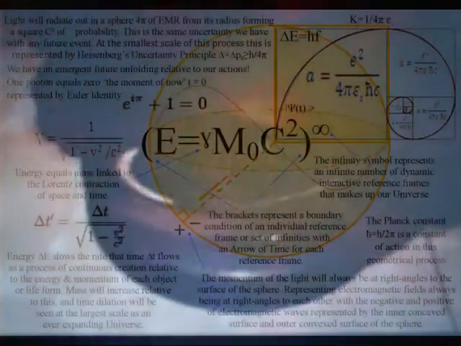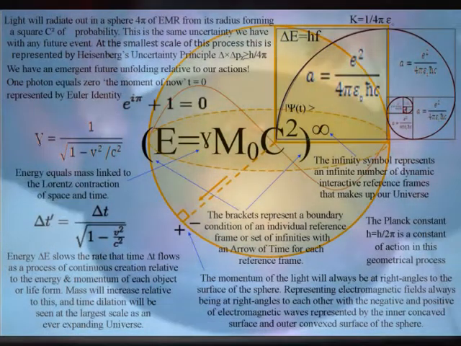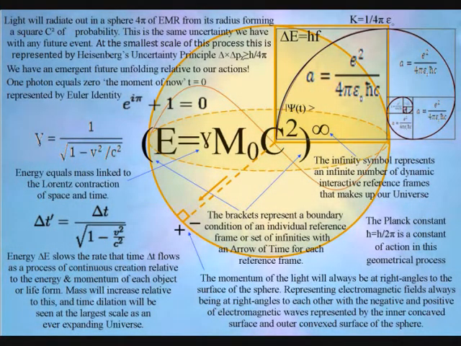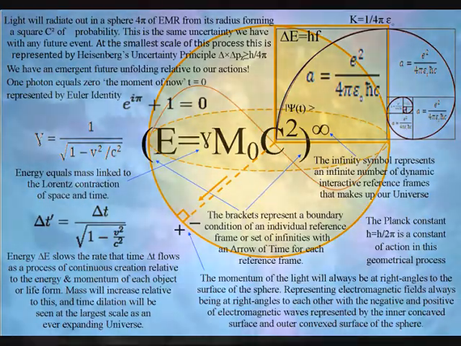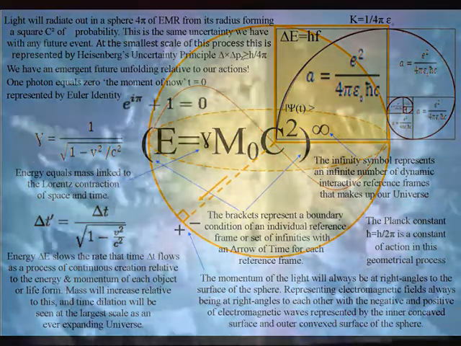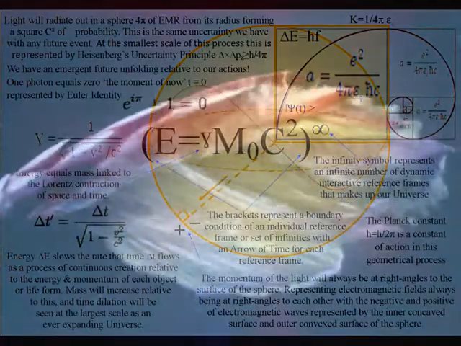This whole theory can be explained in just one equation, with energy equals mass, linked to the Lorentz contraction of space and time. The Lorentz contraction represents the time dilation of Einstein's theory of relativity. We have energy slowing up the rate that time flows, as a universal process of energy exchange, or what I like to call continuous creation.